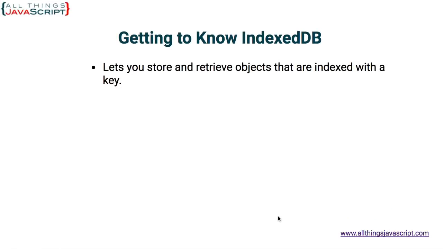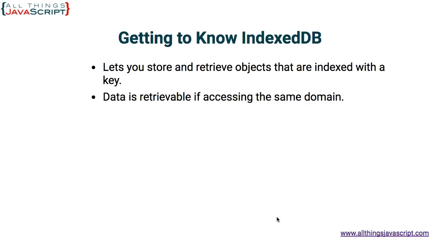So first off, IndexedDB lets you store and retrieve objects that are indexed with a key. So unlike local storage, you can store all types of data. Objects, as indicated here. Local storage only lets you store strings. Also with IndexedDB, you can store a lot more data.